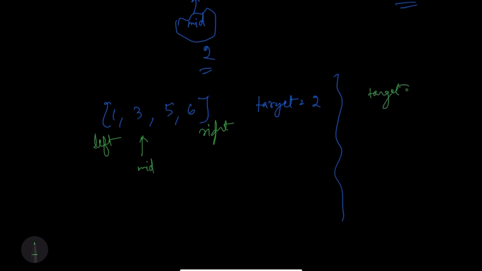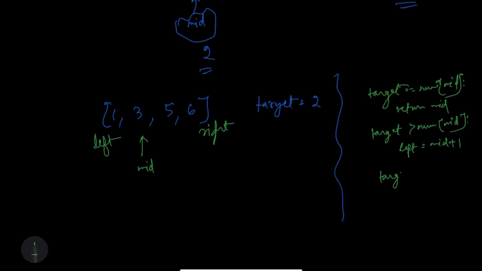Target is equal to num of mid, the number in the mid position. It is not. If it is not, then we will check that target is greater than the num at mid position. Is our target greater than the num at mid position? No. If it would be, then we would have done left equals to mid plus 1. But as it is not, our target is smaller than the number at mid position.